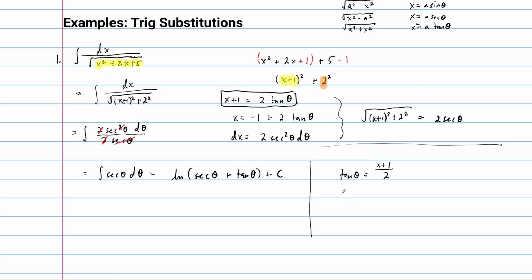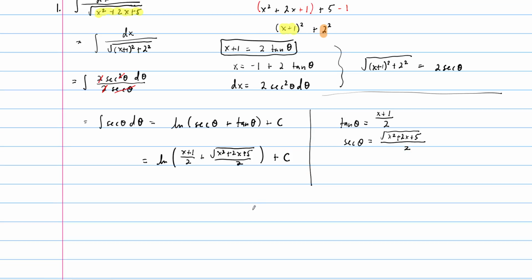Same thing here, right? Our secant theta shows up in our answer as well. Secant theta is this square root, but this square root is just another way to write the original square root, right? So it's that square root, x squared plus 2x plus 5, again, all divided by 2. And those have to go into our function, right? So now we end up with the natural log of x plus 1 over 2 plus the square root of x squared plus 2x plus 5 all over 2, plus c. All right, and so at this point you could combine these fractions.